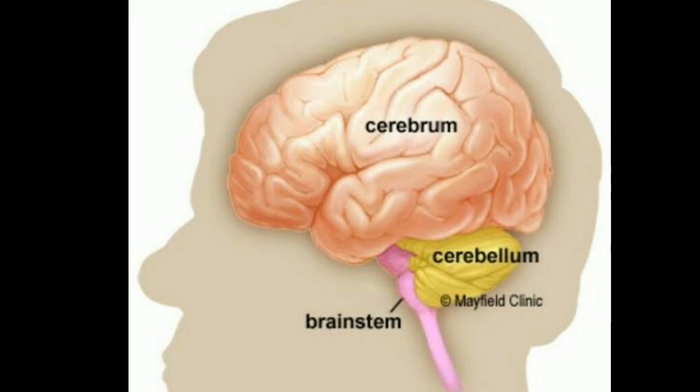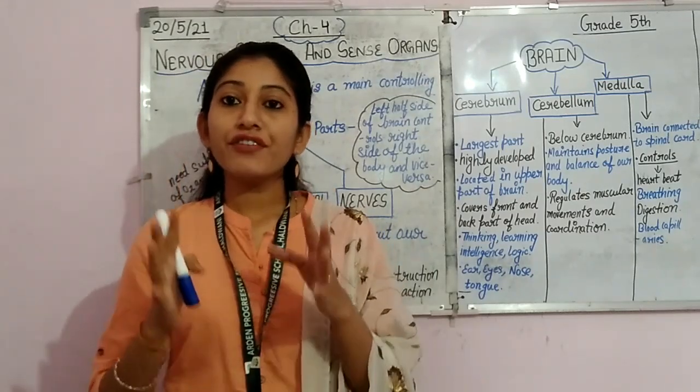Now students, you can see again on a screen there is a picture of a brain. This picture is showing you the different parts of the brain. And what are these? These are the cerebrum, cerebellum and medulla. Medulla is also called brain stem. This connects our brain to our backbone. This is the role of the brain stem or medulla.